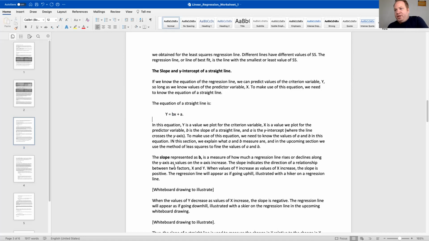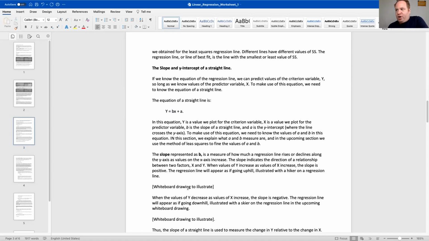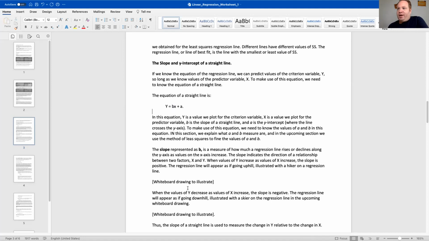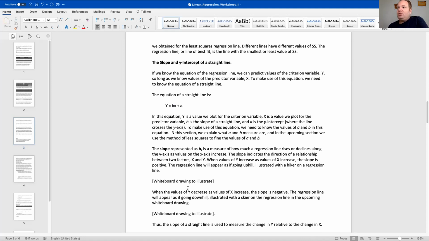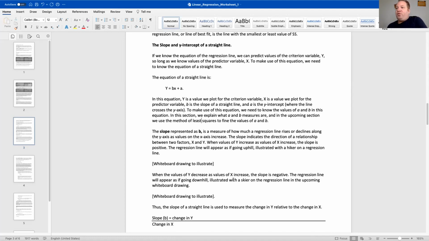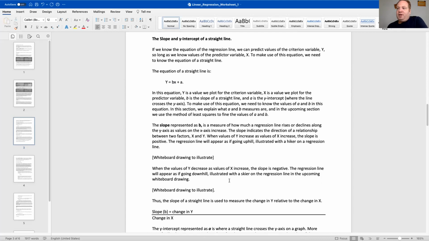So in this equation, y is the value we plot for the criterion variable, x is the value we plot for the predictor variable, b is the slope of the straight line, and a is the y-intercept, where the line crosses the y-axis. To make use of this equation, we need to know the values of a and b in this equation. In this section, we explain what a and b measure. And in the upcoming section, we will use the method of least squares to find the values of both a and b.